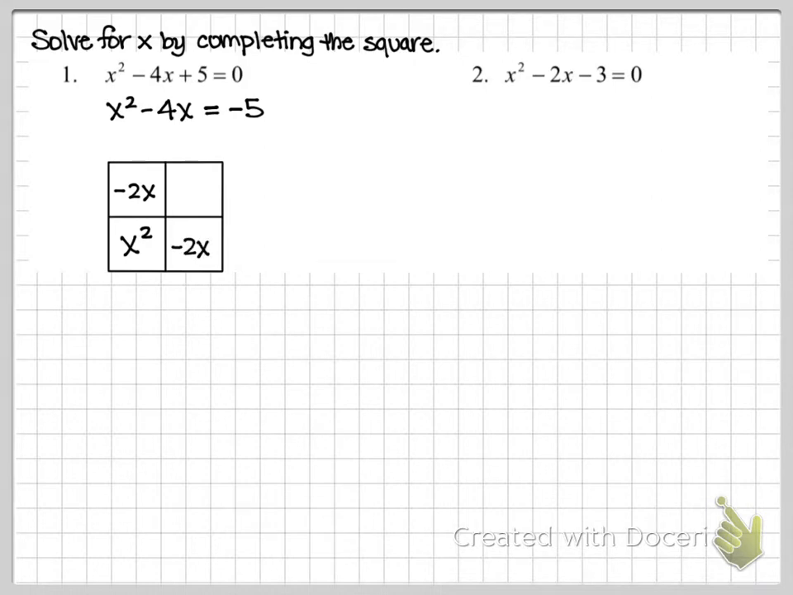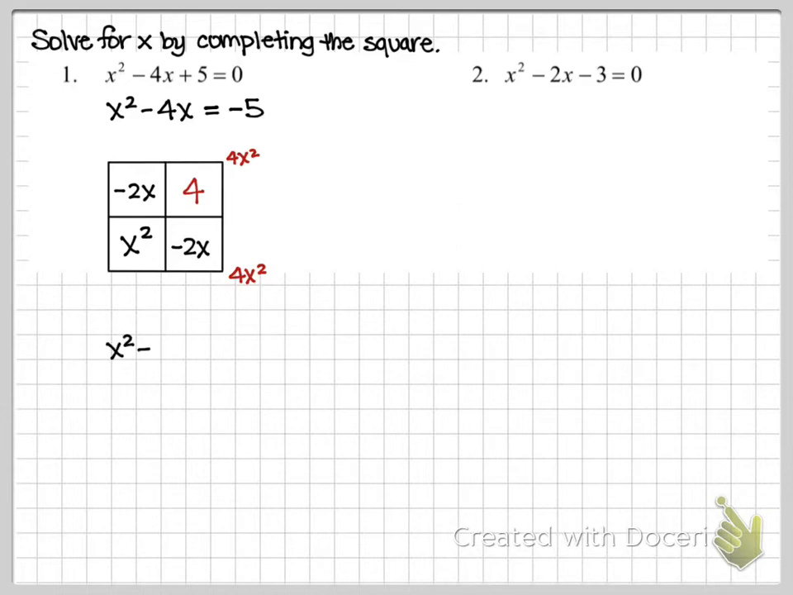Use what we know about the diagonals multiplying. So if I multiply the negative 2x and negative 2x, that's going to give me a positive 4x squared. So that diagonal is a positive 4x squared, which means the other diagonal is going to have to be a positive 4x squared as well. So find the thing that makes that happen. It's a 4.